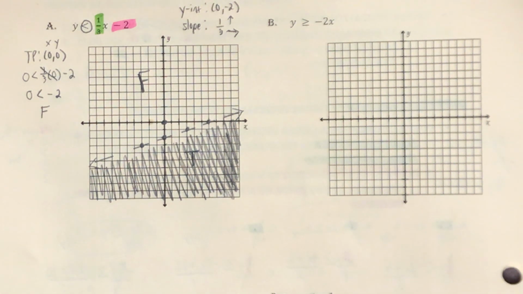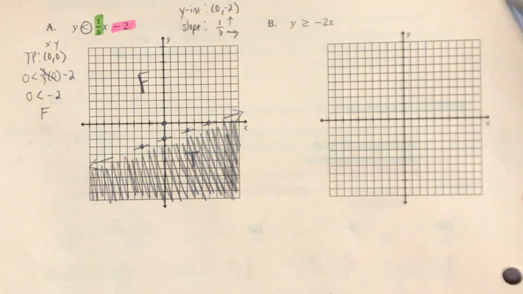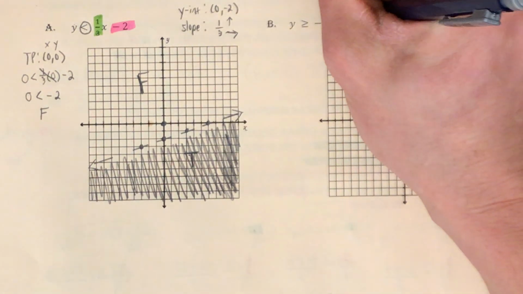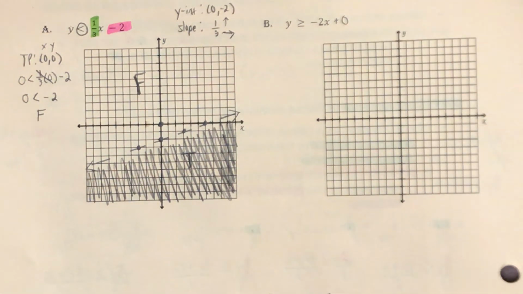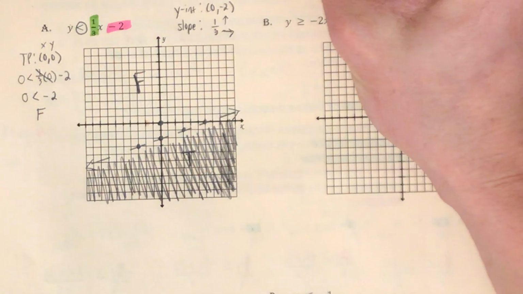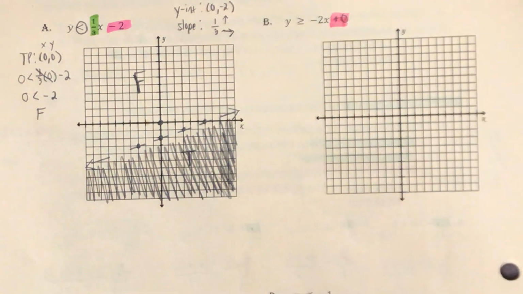All right, well, I'd encourage you to try example B on your own, then check your answer with mine. So y is greater than or equal to negative 2x. So first thing we want to do is start with our y-intercept. And y-intercept is always found after x. Well, when I look at this, I don't see anything after x, which really means, as we've talked about before, that this is like plus 0. So my y-intercept is 0.